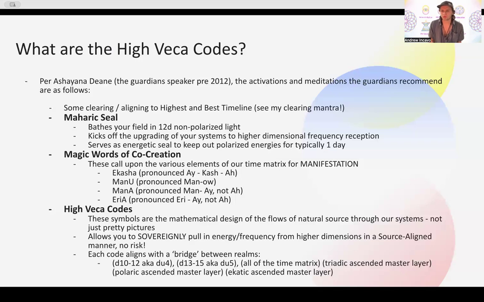So we're going to cover the basic units of creation, the basic structure of what we have here in our 15D time matrix. And these magic words of creation are like four mantras, and each mantra basically covers the Akasha, pronounced Akasha, which is like the whole source complex. Then we have the Man-Au, which is the void.